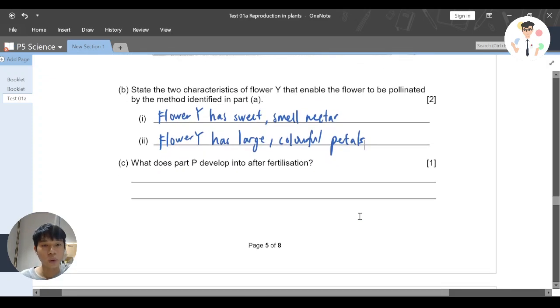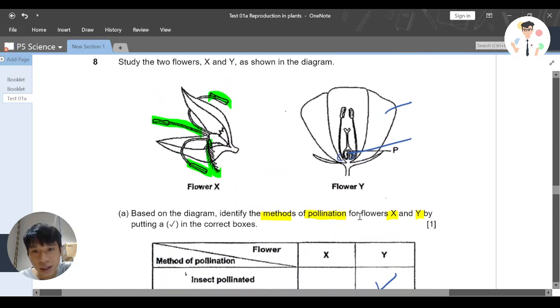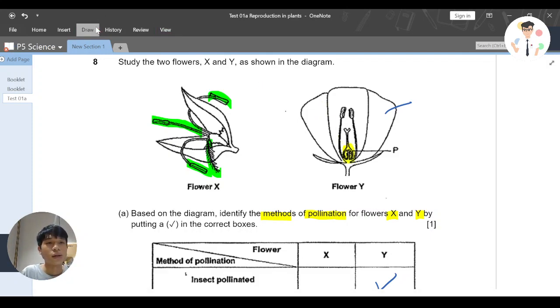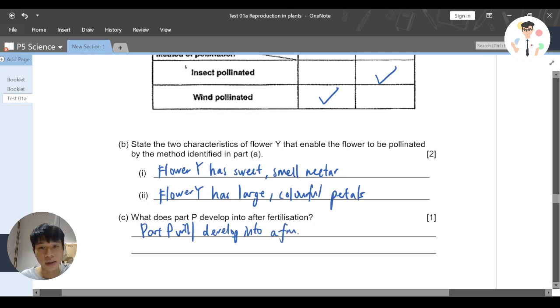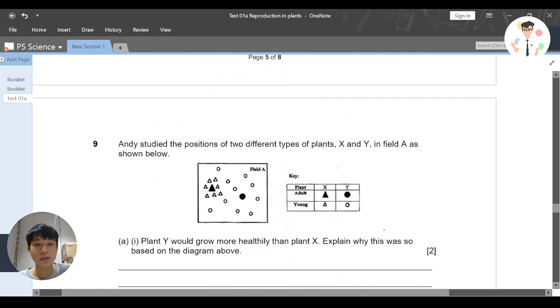So now C. What does part P develop into after fertilization? If you look carefully, let me quickly erase this. It's basically referring to the ovary. So what does the ovary develop into after fertilization? Part P will develop into a fruit after fertilization. So remember, the ovary develops into fruit, and the ovule develops into seed. Let's look at the next question.